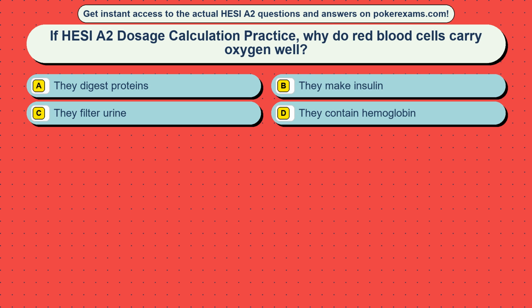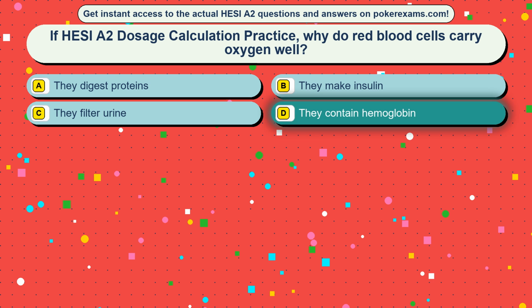Question 50. If HESI A2 dosage calculation practice, why do red blood cells carry oxygen well? Option A, they digest proteins. Option B, they make insulin. Option C, they filter urine. Option D, they contain hemoglobin. The correct answer is option D, they contain hemoglobin.